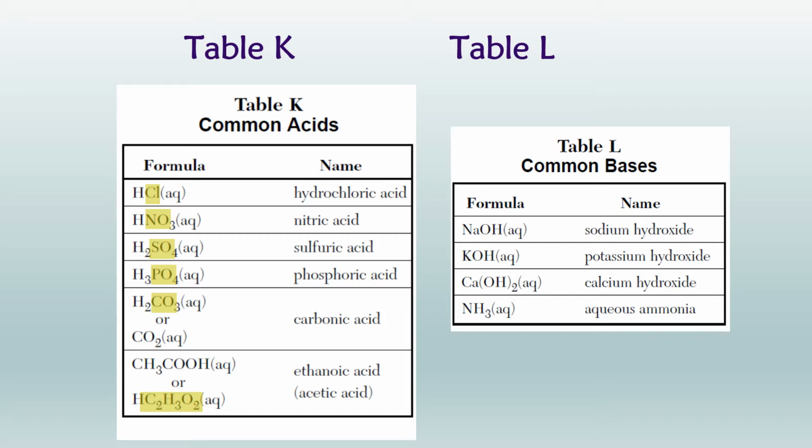Bases are a little more simple compared to acids because if you look at the first base that is given there, we have NaOH. Na is sodium, and then OH is just hydroxide. So we basically just name the ions that we see there. Next up, we have KOH, K is potassium, and OH again is hydroxide. Then we have Ca(OH)2, Ca is calcium, OH is hydroxide. And then NH3 is basically just ammonia.